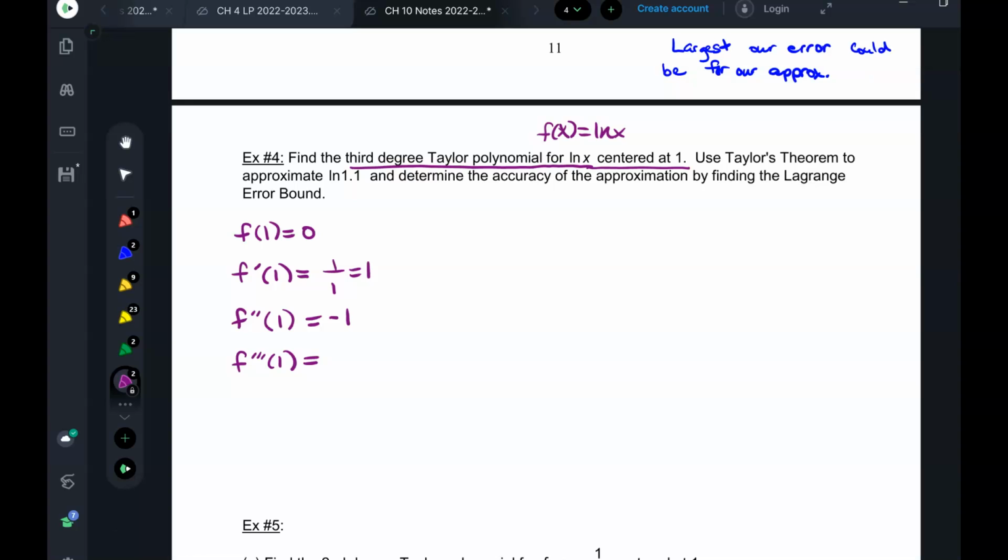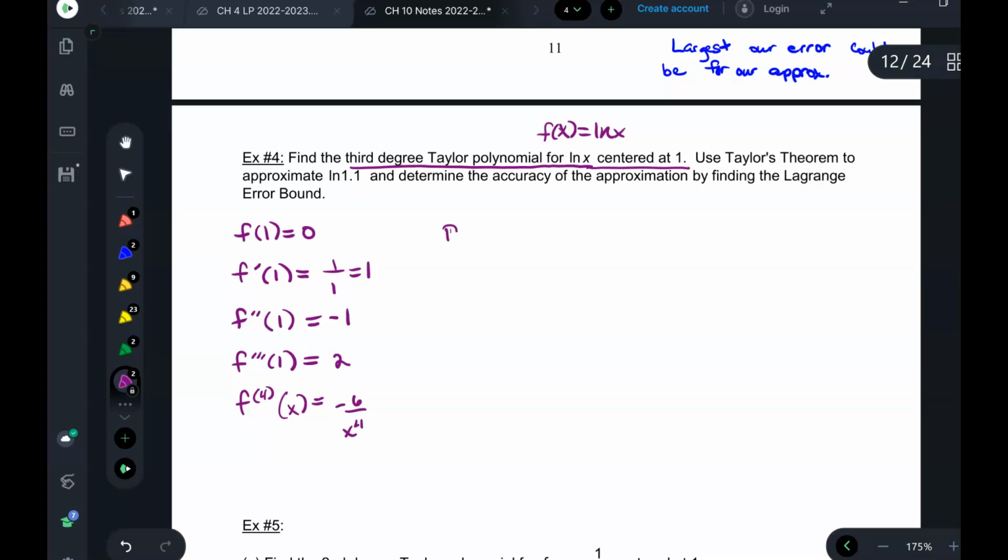So if it's, no, it's going to be 2x to the negative 3. Don't we need that? We're going to need that. So 2. Aren't we going to need that? Yeah, and now I'm going to go to the fourth derivative because we're going to talk about accuracy. But this one was 2x to the negative 3, so it'll be negative 6x to the negative 4.